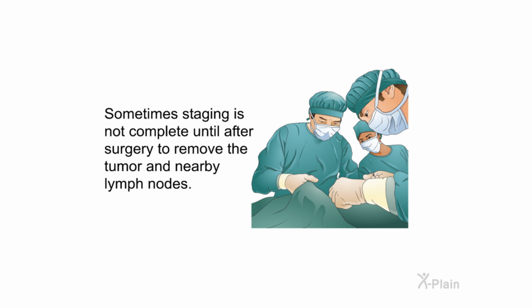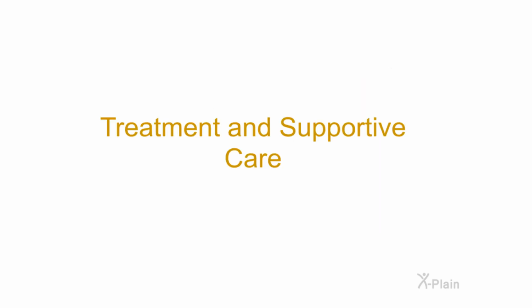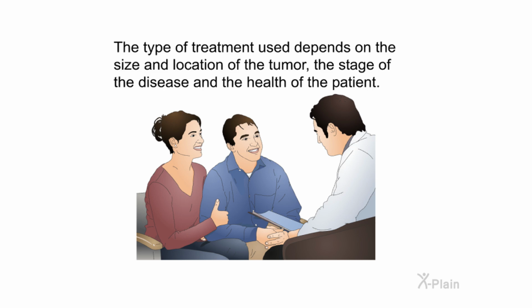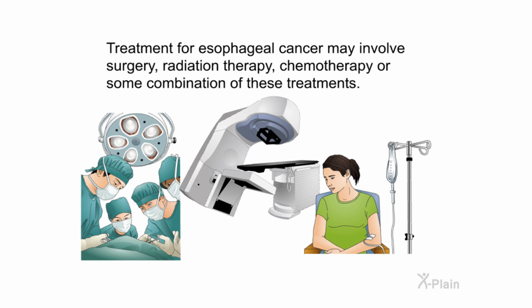Sometimes staging is not complete until after surgery to remove the tumor and nearby lymph nodes. Treatment and supportive care. The type of treatment used depends on the size and location of the tumor, the stage of the disease, and the health of the patient. Treatment for esophageal cancer may involve surgery, radiation therapy, chemotherapy, or some combination of these treatments.